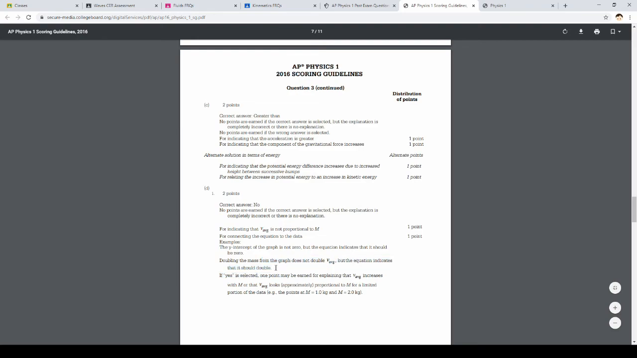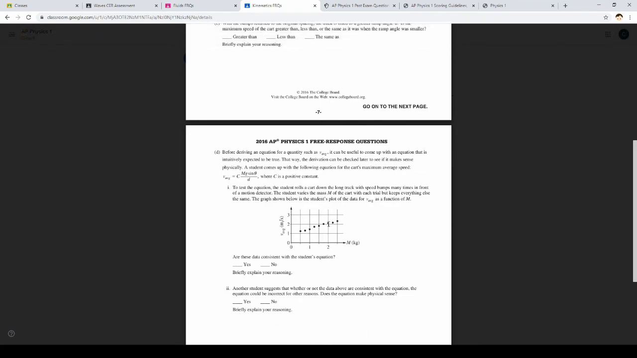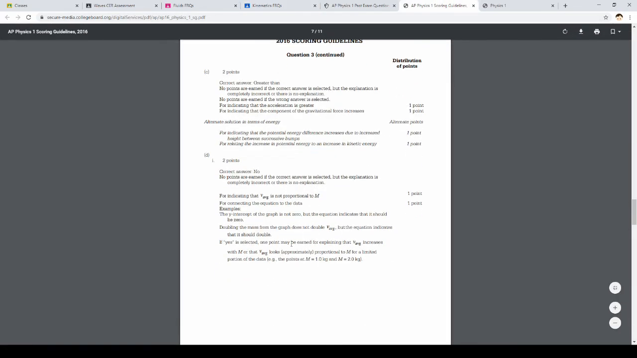And while this is a linear relationship, it should have a y-intercept. Also, if we double the mass, we should double the average speed according to the equation, but doubling the mass from 1 to 2 does not double the speed. We go from a speed of about 1.5 to a speed of about 2. So there were 2 points there. If yes is selected, 1 point could be earned. So you could actually earn some points if you selected the wrong answer, for stating that the average speed looks approximately proportional to m.